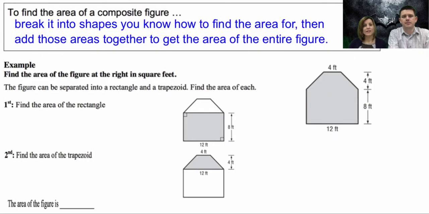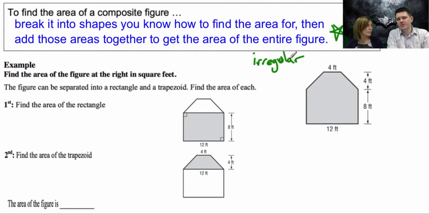So to find the area of composite figures, on the top of your note page, you need to write down all that blue writing. You're going to break it into shapes that you know how to find the area for. Then add those areas together to get the area of the irregular figure, which is also called the entire figure in this case. An irregular polygon means a polygon that is made up of two or more polygons, right?